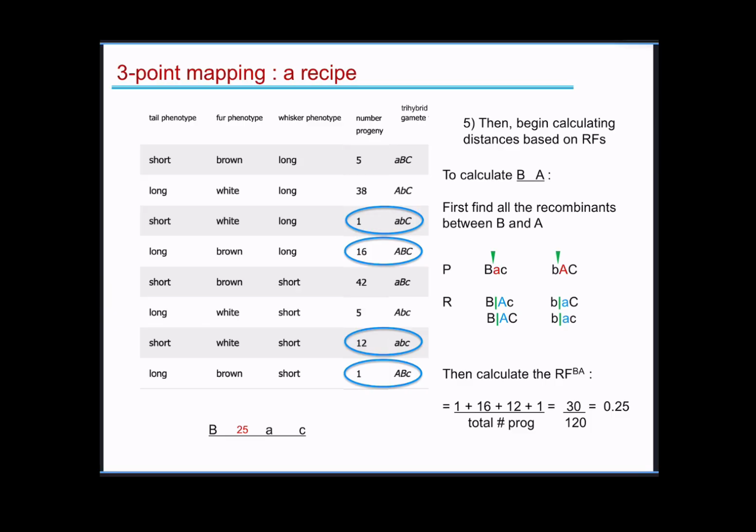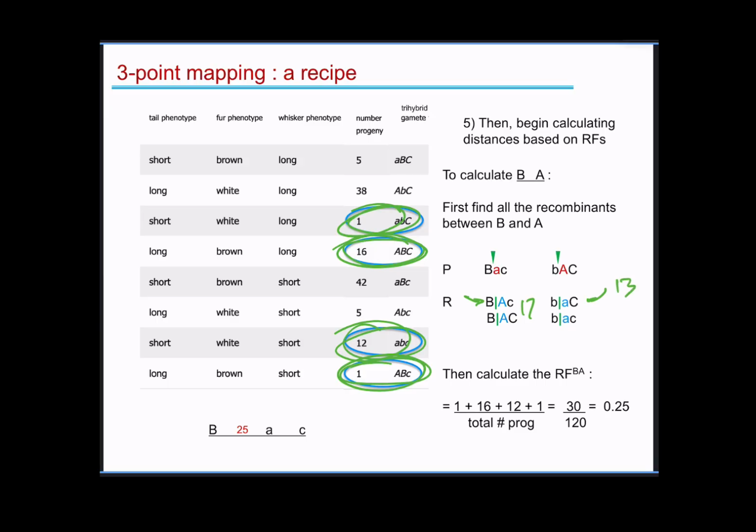So let's look for that first one here. Where do I see dominant B with dominant A? And I see it here, and I see it here, right? So I'm going to write 17. Where do I see both recessives? Here and here. I'm circling what I already circled, but you get the point. And how many of those? Those are 12 plus 1, 13.